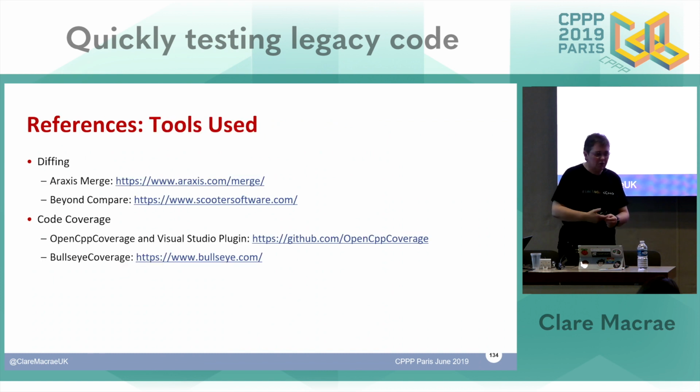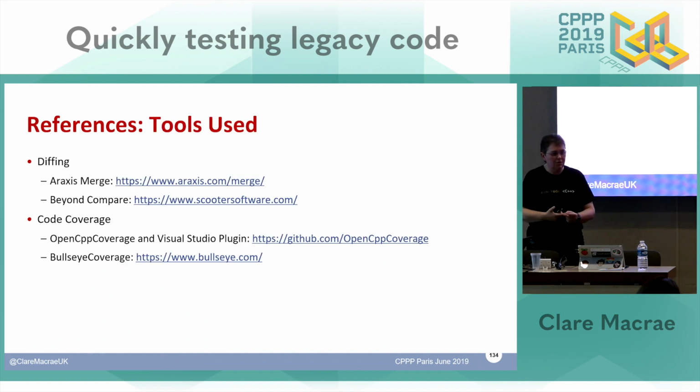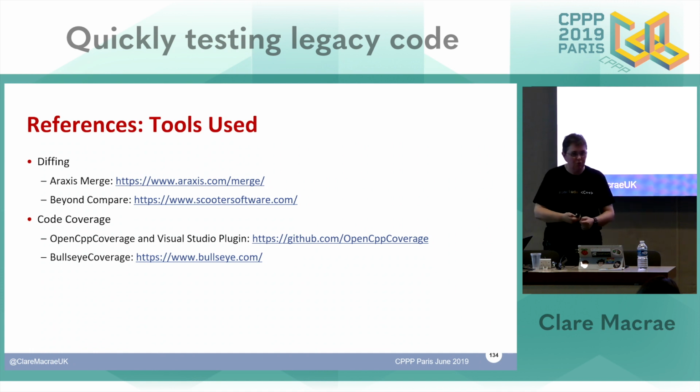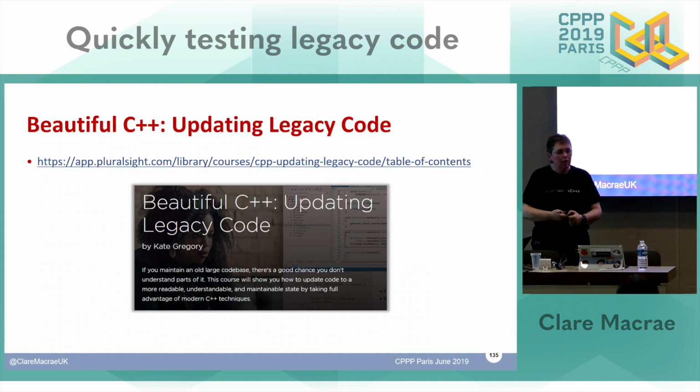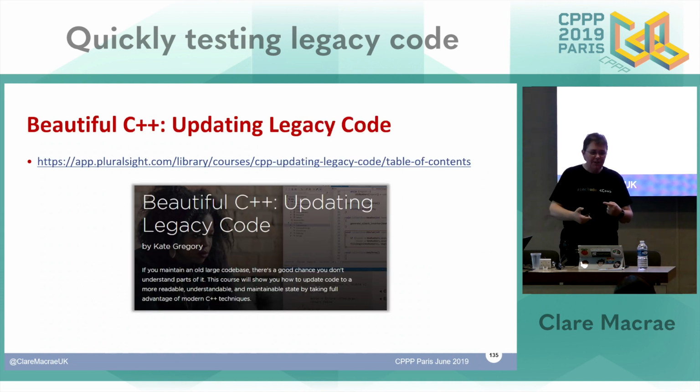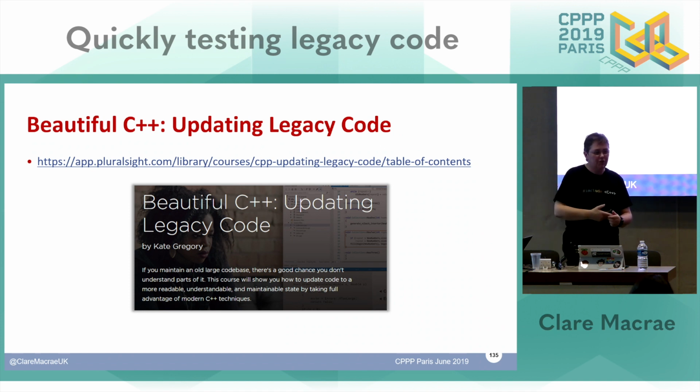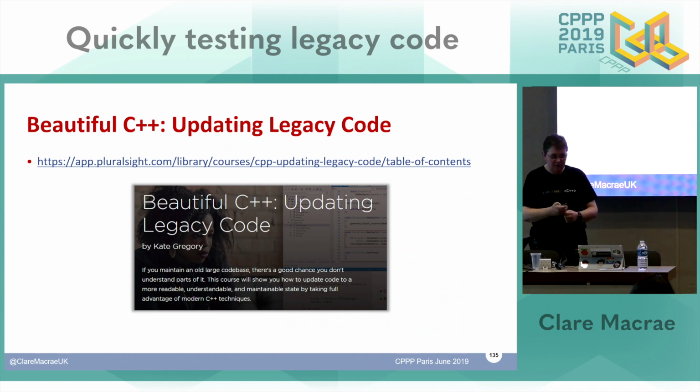So just on to the last sections now. Here are the links for the differencing tools that I mentioned and the code coverage tools. When you get to the happy stage that you're comfortable with the test coverage, now you want to start actually improving the code. The next few slides are a few really useful resources. Kate's Pluralsight video, Beautiful C++: Updating Legacy Code, is really good.